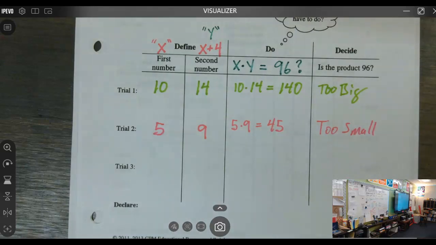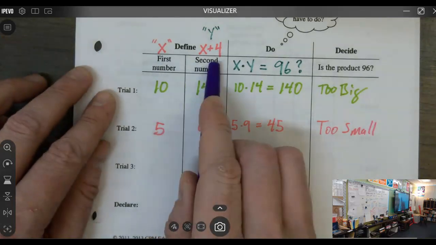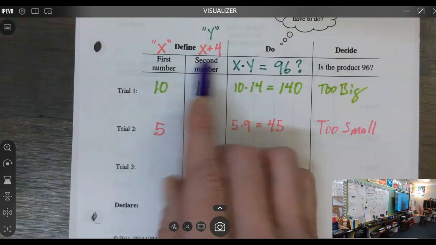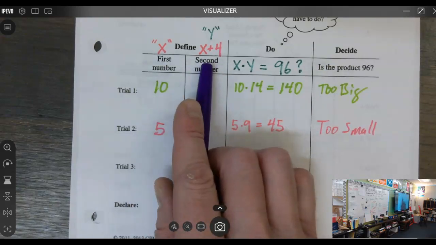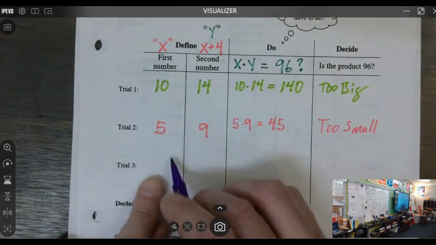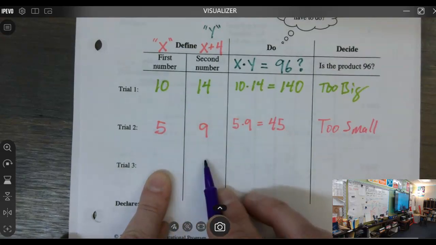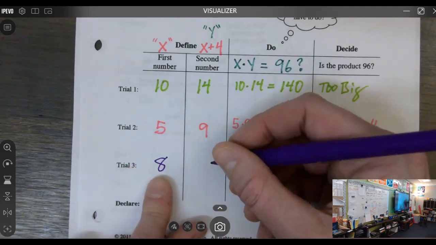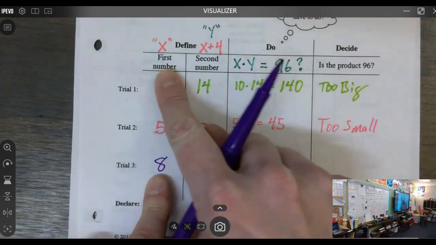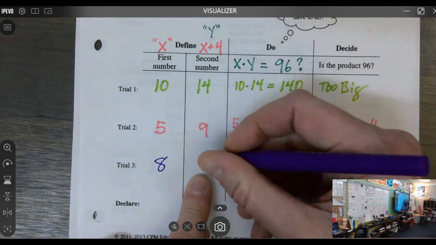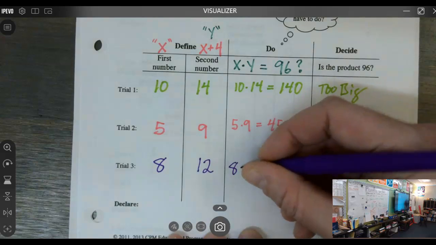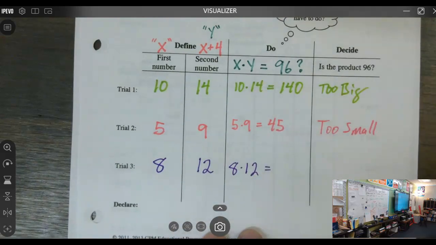No, it is not. Because how we set this up, we're saying the second number is bigger than the first. If you set yours up the other way around, that's fine. But my setup is whatever I put here, I'm adding 4 to get there. So if I want 8 and 12, I need to do 8 as my guess, and 12 as my 4 more. What is 8 times 12?